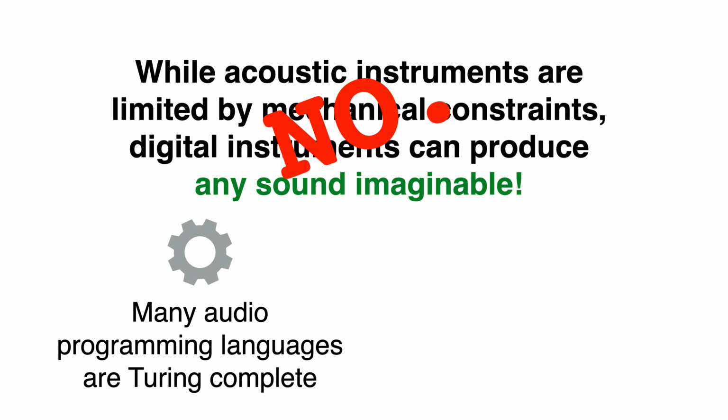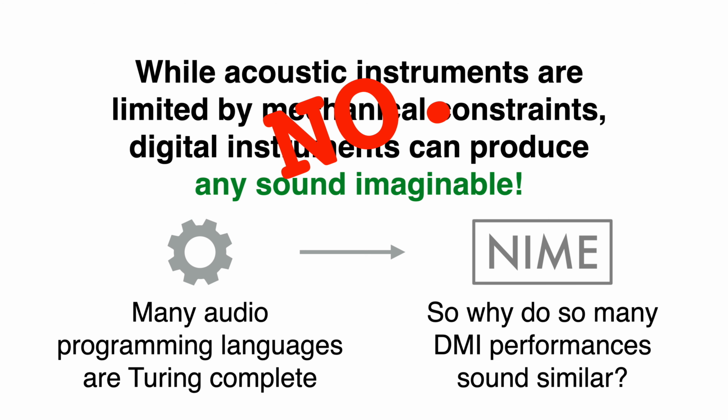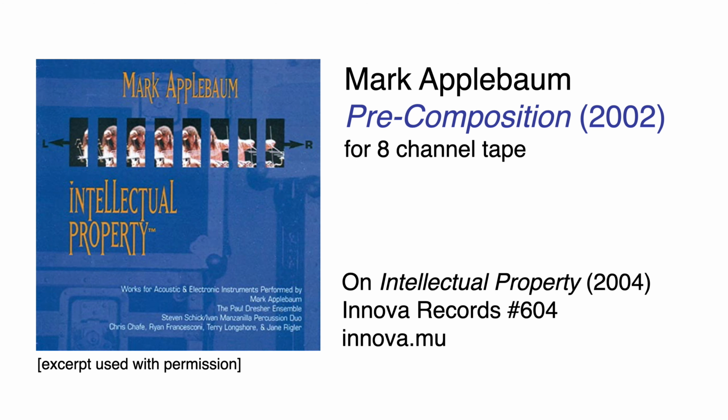It's true, of course, that many audio programming languages are Turing complete, which effectively means that they could implement any possible computation. But, as most people who've attended NIME concerts will attest, quite a lot of digital musical instruments sound rather similar. Now, this too is hardly a new observation. Mark Applebaum's piece Pre-Composition from 2002 is a brilliant send-up of some computer music tropes that you might still recognize.